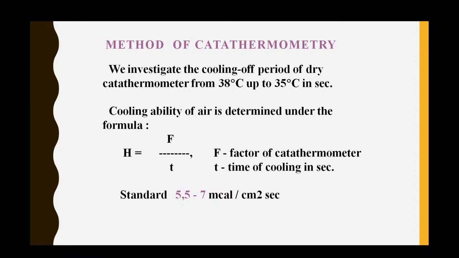And the standard for this parameter is 5.5-7 millicalories per centimeter square per second. These numbers mean how much heat the device loses from a centimeter square of its surface in 1 second. If our result is within this range, we estimate such microclimate as optimal. If our result is less than 5.5, we estimate such microclimate as hot. If more than 7, cold type. The greater the number, the colder the microclimate. Less than 5 means a hot type of microclimate.